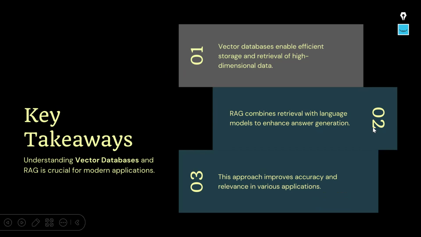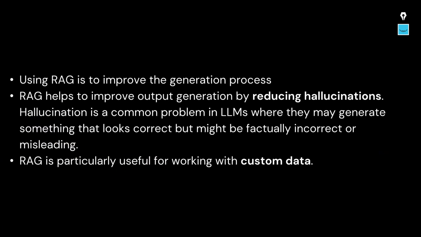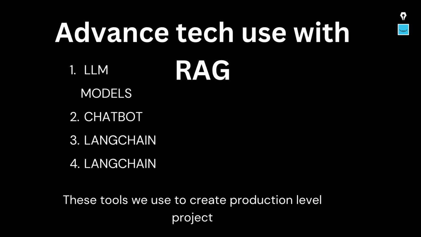It also improves the accuracy and relevance in various applications, and it reduces hallucinations from LLM models. Okay. Sometimes LLM models give incorrect or misleading information, so we can stop these things. And RAG is particularly used for working with custom data. Okay. So after RAG, we can use advanced LLM models and implement real-time applications like chatbots with the help of LangChain and LangGraph.